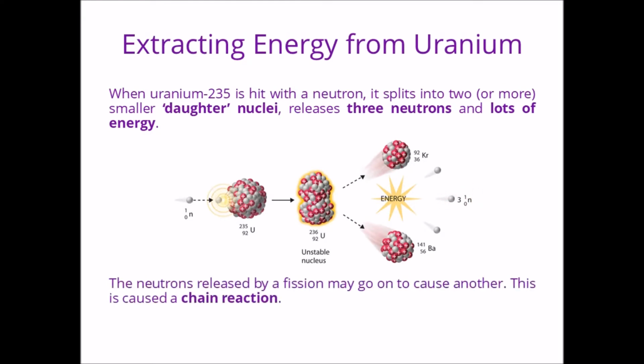These neutrons that are released by this fission can go on to cause another, and this is called a chain reaction. However, in order for this to occur, the mass of uranium that we're using in our fuel rods must be greater than the critical mass. Otherwise, the neutrons simply escape and can't go on to cause another fission.